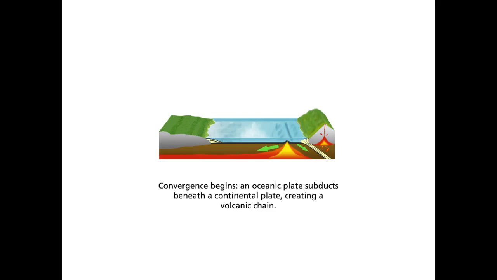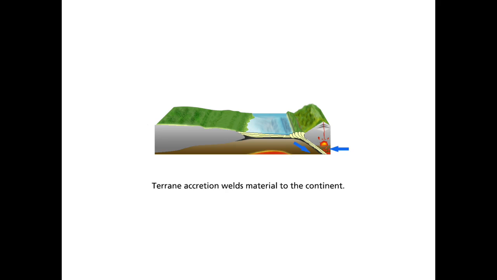And in this case, there's an ocean plate being subducted underneath a continental plate, and this would create a volcanic island chain and eventually new land on the surface. And so as this island chain gets welded to the continent, we start forming more area of continent, and these are called terranes. Terrane, and this process of terrane accretion is how the continents grow in size over time.